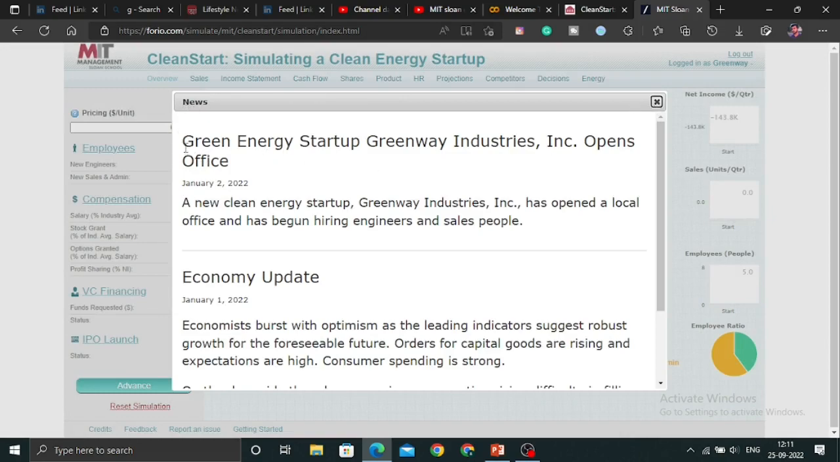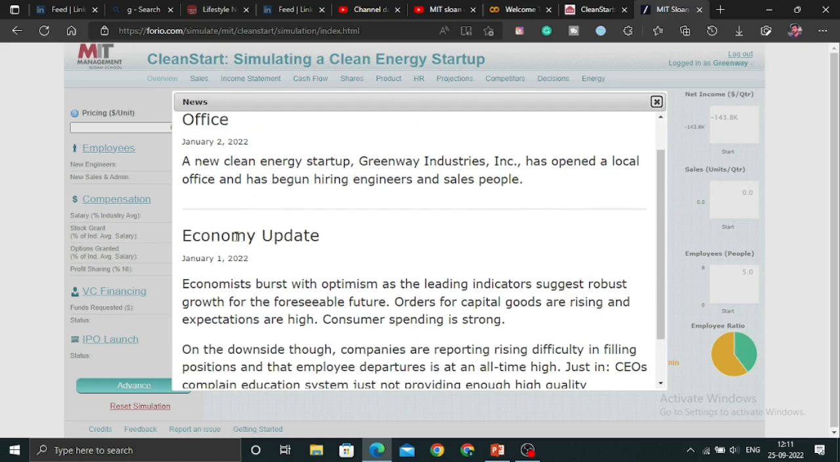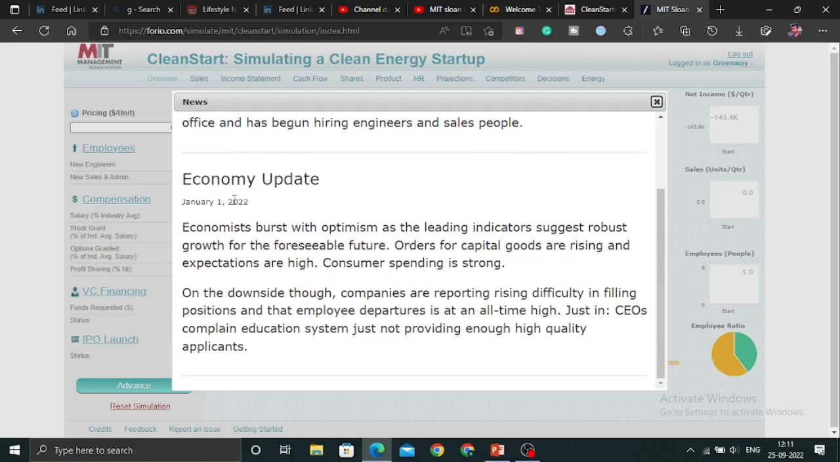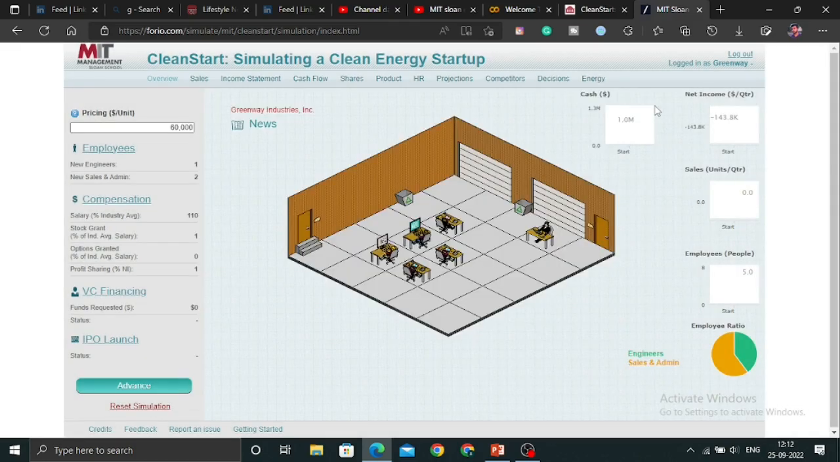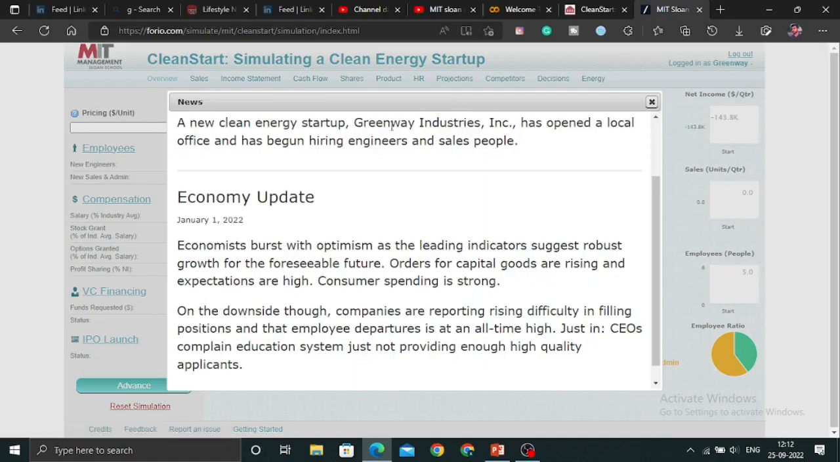There is some news: Green energy startup Greenway Industries opens office. Next is the economy update. Each time we cover a quarter, we need to look at the economy update. There you can see some basic economic news being given. We will not spend much time on that, but we will look at the news later because it will help us to set a strategy. You can go through the news by clicking on the news section.